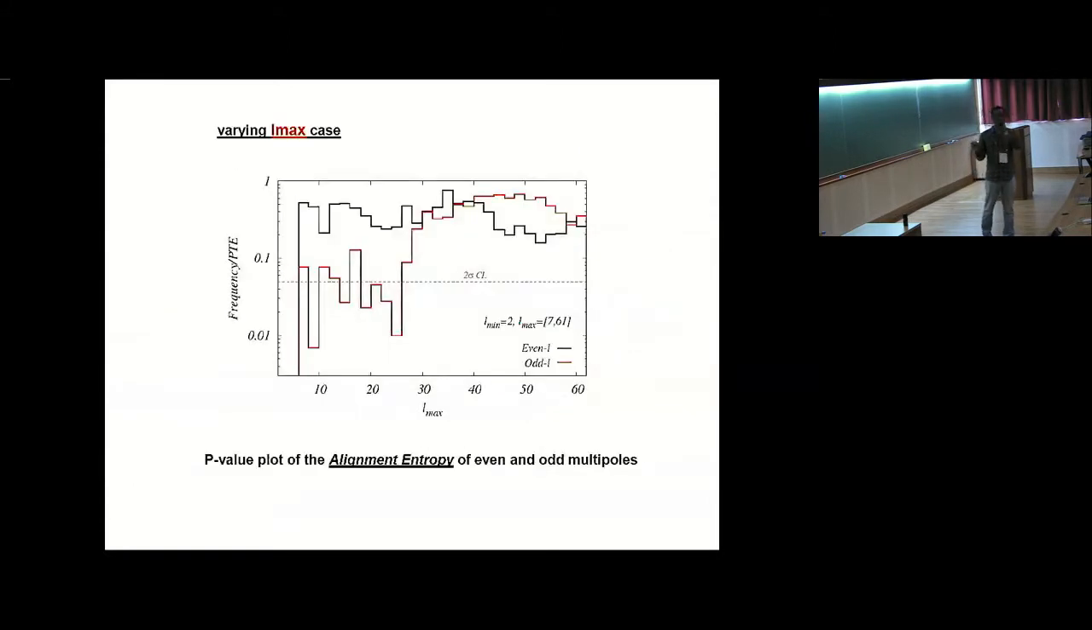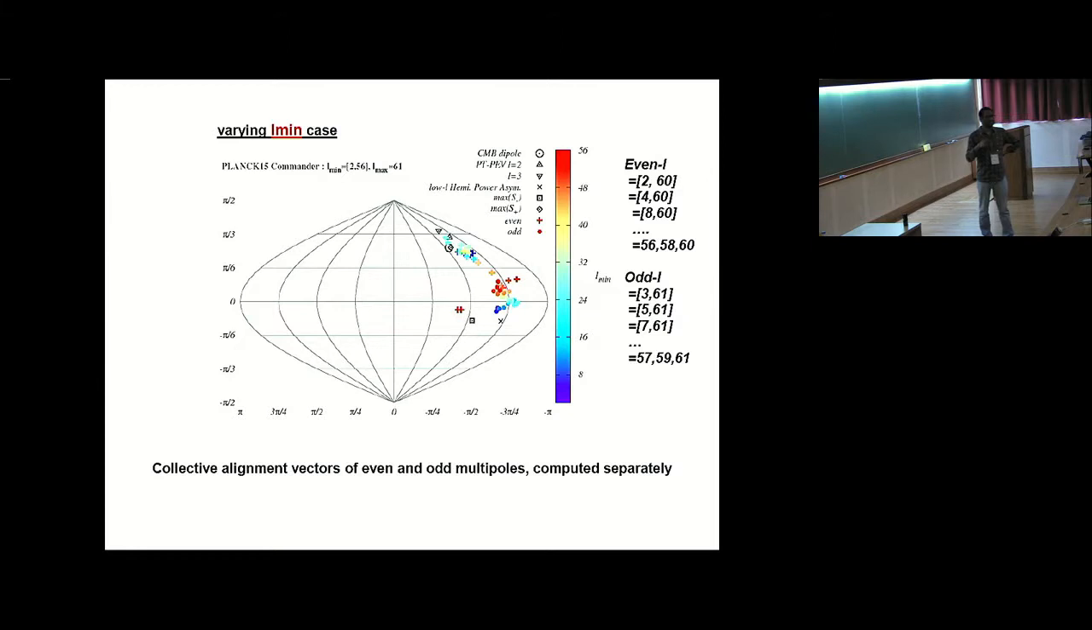So what is the significance of these alignments? We find that the odd multipole alignments are highly significant, highly anomalous, whereas the even multipole alignments are not so anomalous. This is for the case of a cumulative alignment analysis with increasing L. We chose the range from 2 to 61 in an increasing fashion, by increasing the L max from 7 to 61. We can also do the same exercise the other way around.